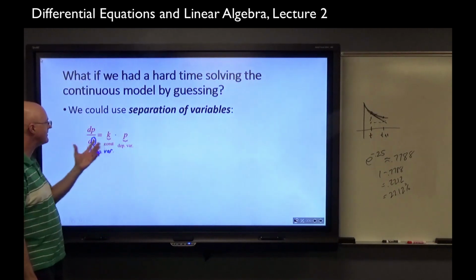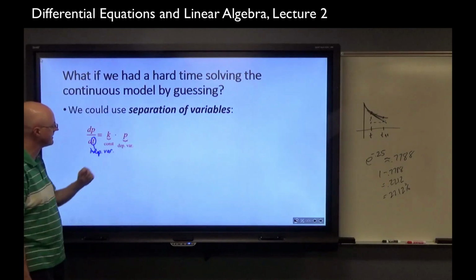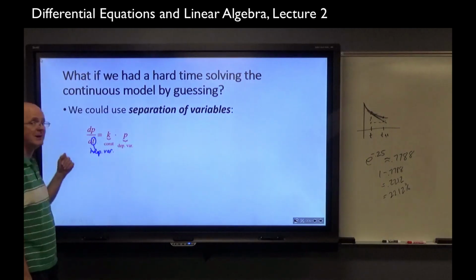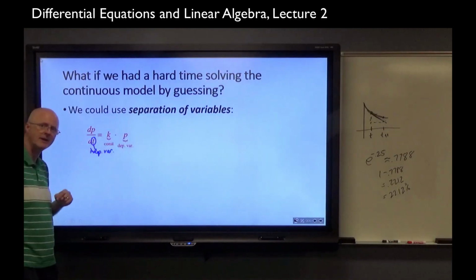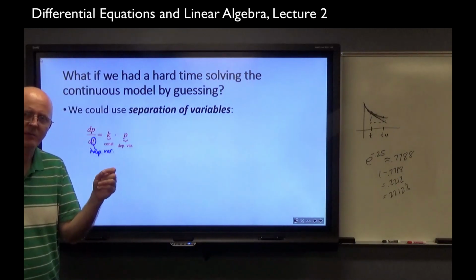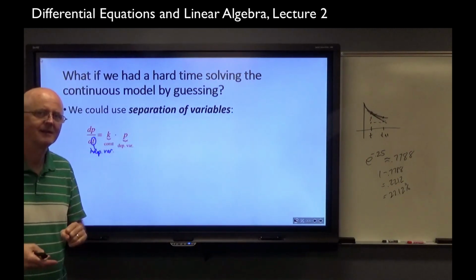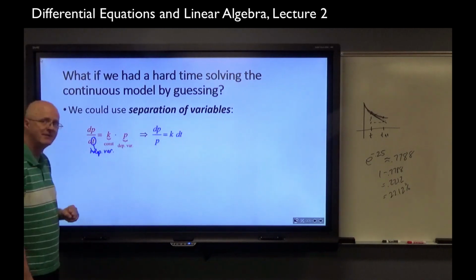So I want all the p's on the left side, say, and all the t's on the right. I'm going to divide both sides by p to cancel it on the right, and quote-unquote multiply both sides by dt to cancel it on the left and make it appear on the right. That's separating variables. It's hand-wavy. Does it really work? Is that really allowed? There's what it looks like if we do it. I divided both sides by p, and I quote-unquote multiplied both sides by dt. Again, I'll justify this more in lecture 3.